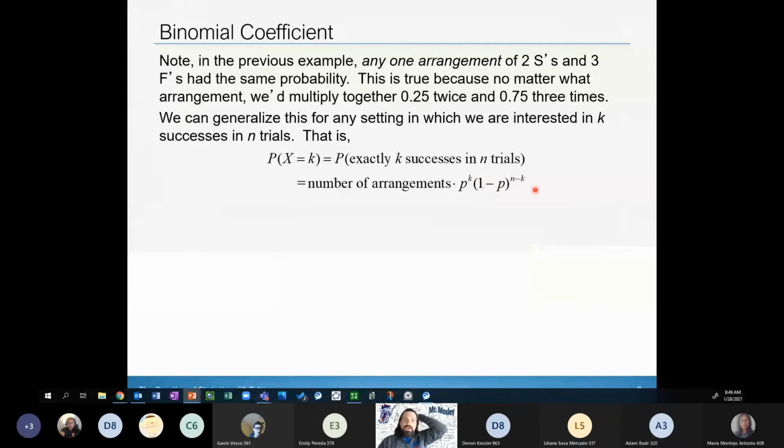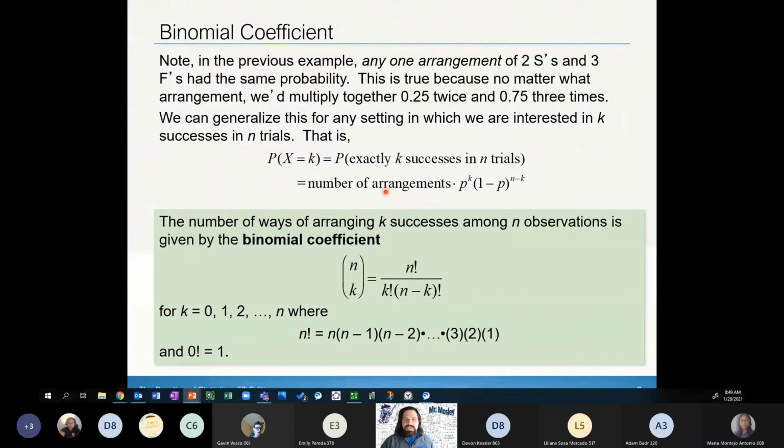All right, the number of ways of arranging K successes among N observations is given by the binomial coefficient. That's what this is. All right, and we read this as N choose K. Right? And we stack the letters up here in a tall parentheses. There is nothing between them, just air, N choose K. And this is equal to N factorial divided by K factorial times N minus K factorial.